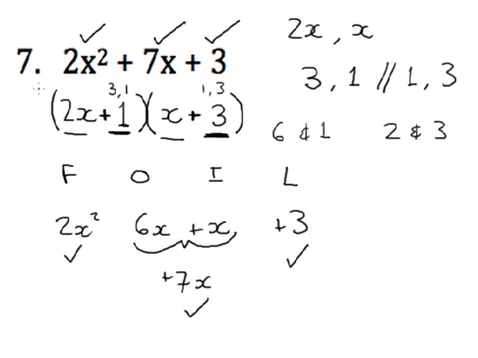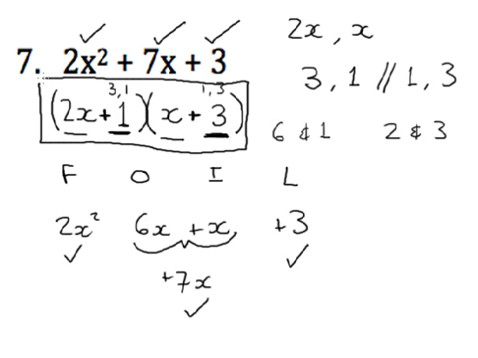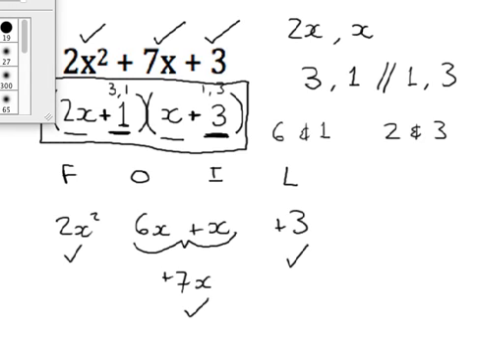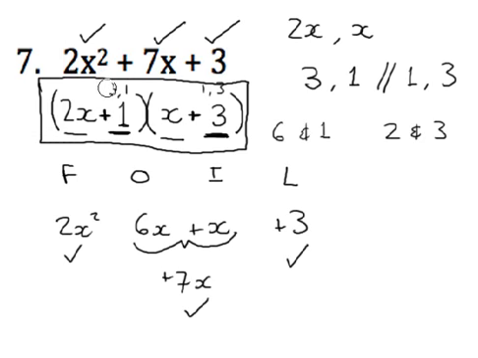So I can comfortably and confidently state that the factored form of this equation here looks like this. It's 2x plus 1, just erase those bits, and x plus 3. So that's my answer.